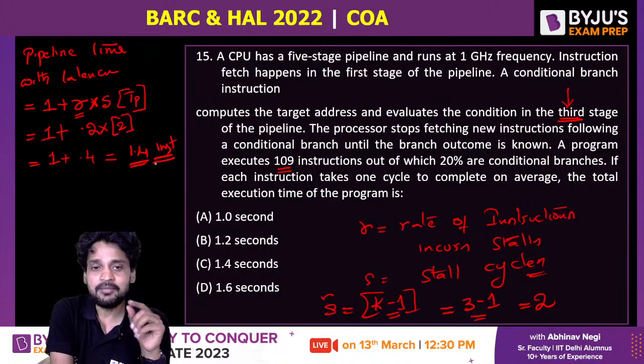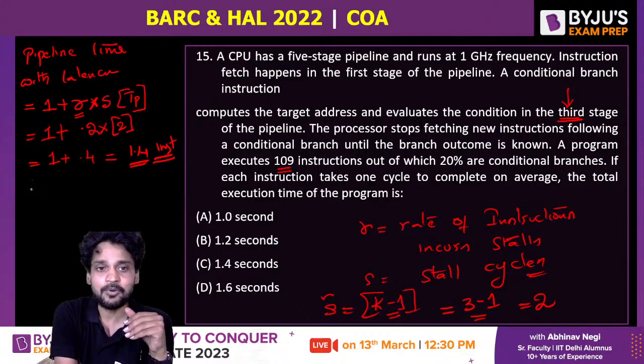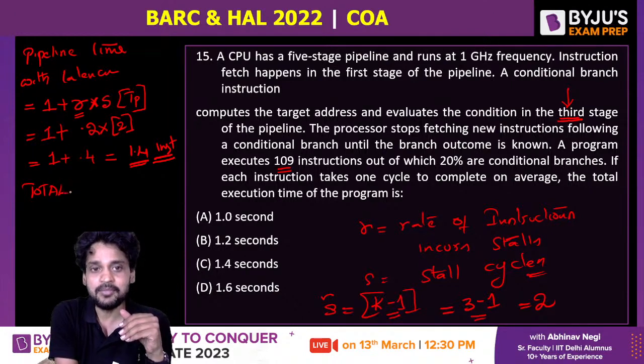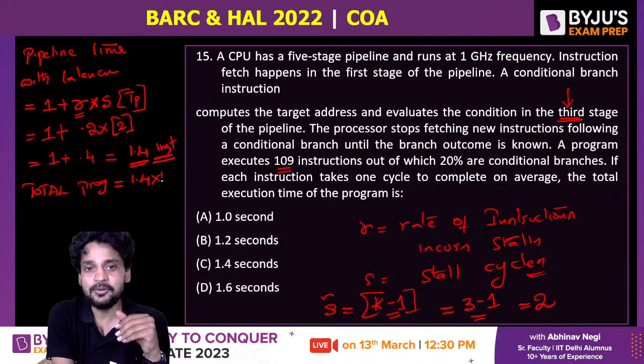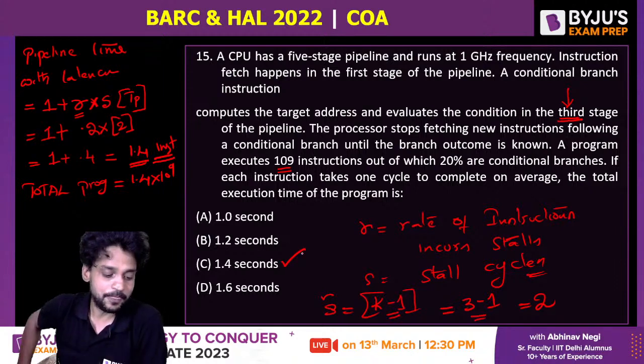The program executed 10 power 9 instructions. So the total program time is equal to 1.4 into 10 power 9, which is equal to 1.4 seconds. 1.4 seconds is the correct option for this.